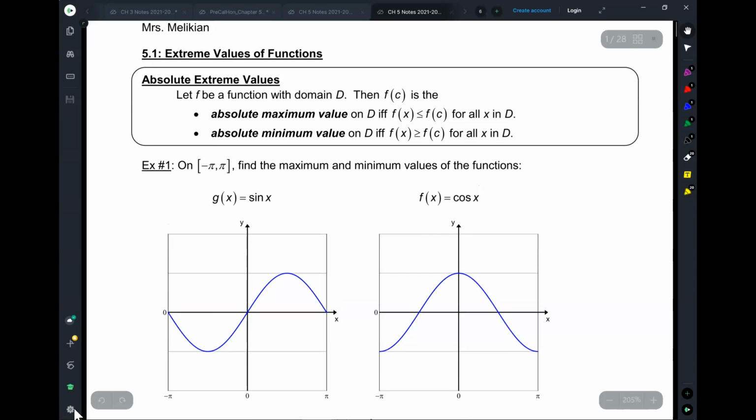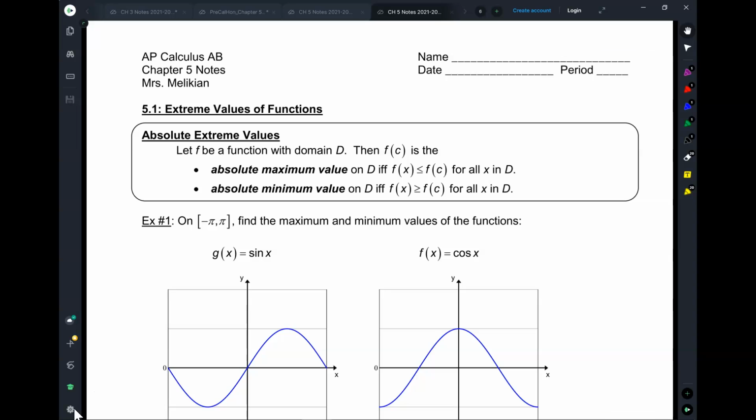We're going to be talking about extreme values in this lesson. Basically, we're going to talk about first absolute extreme values. We have talked about this before in pre-calc, right? Absolute min, absolute max. Okay?